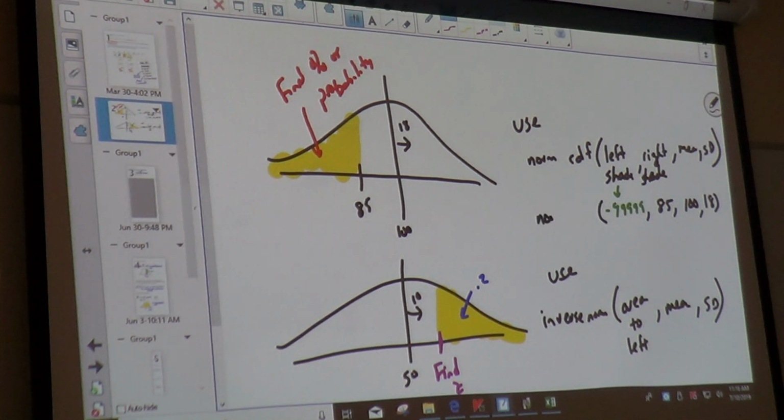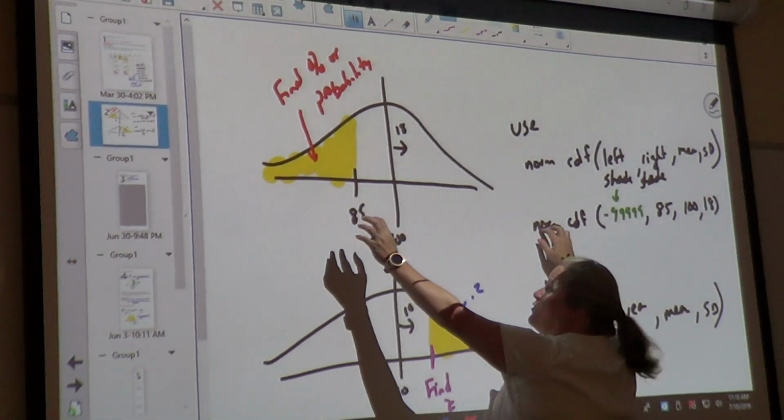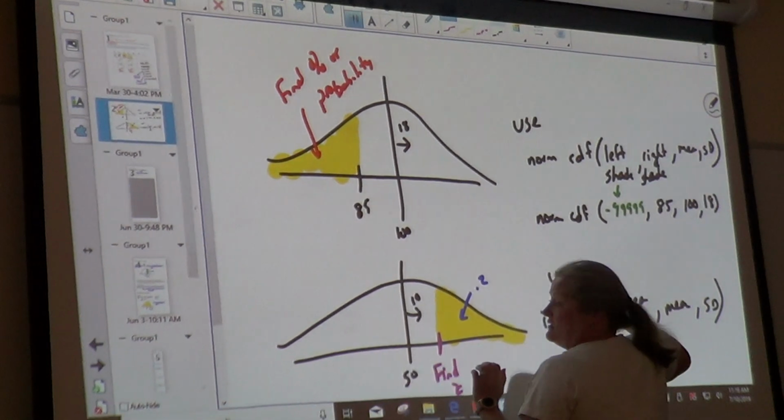And we're going to do the normal CDF because we're trying to find the shade. It is normal to throw some shade. It's normal when we're trying to find the shade.